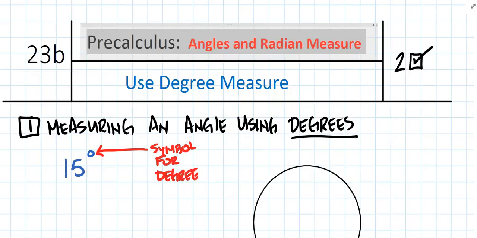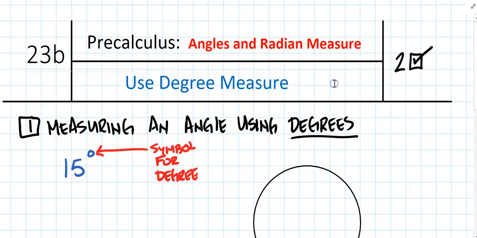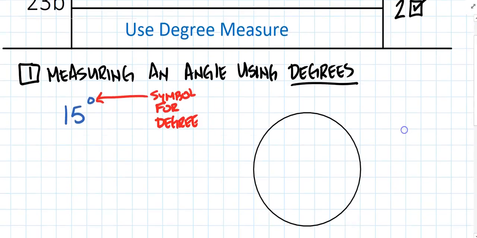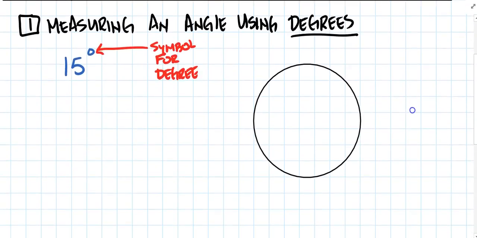Welcome to Precalculus Concept 23B, Angles and Radian Measure. Today we're going to talk about using degree measure. There are only two boxes, so let's get started. Here's the idea. I think many of you are familiar with the word degrees. You've heard it before, certainly in a geometry class, so it shouldn't be a big surprise to you.